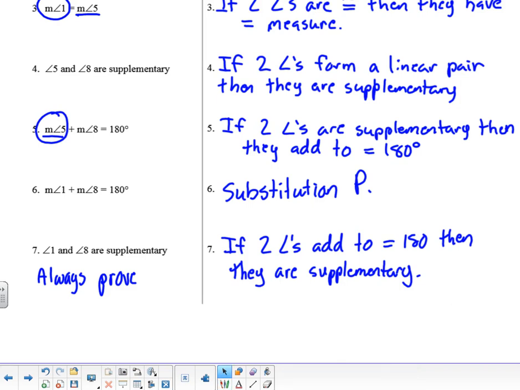Okay, so we're setting up the building blocks here. This is the most basic type of parallel line proofs. And in the next lesson, we'll get a little bit more advanced and keep building on this. So good luck with your assignment.